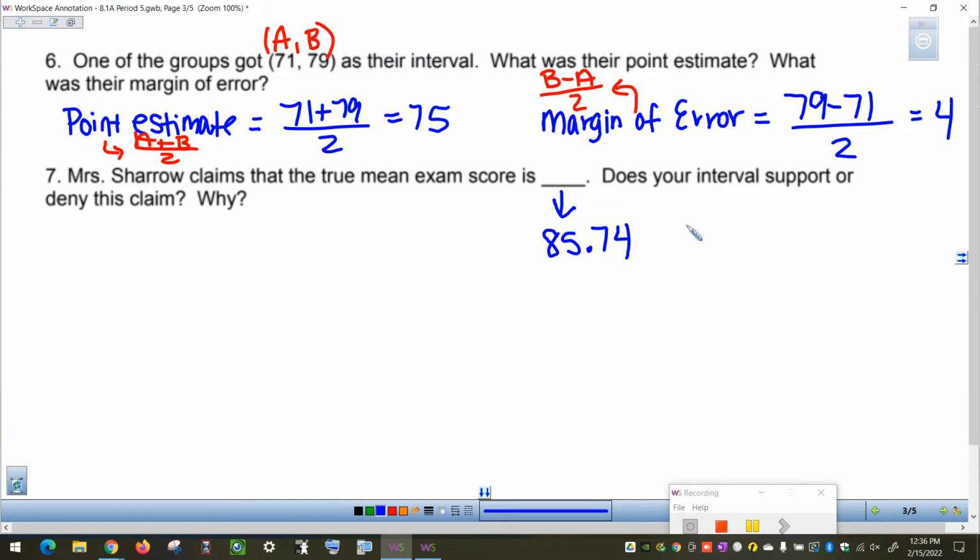And so here's how we're going to go ahead and answer the second part here. So does your interval support or deny the claim? So almost everybody, the answer would be yes. If not, it would just be because that true value was not actually in the interval that you came up with. So let's go ahead and answer that something like this. So we can say, yes, the true population value is within my interval, or no, it was not within my interval.